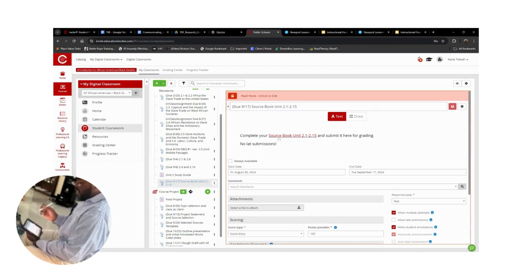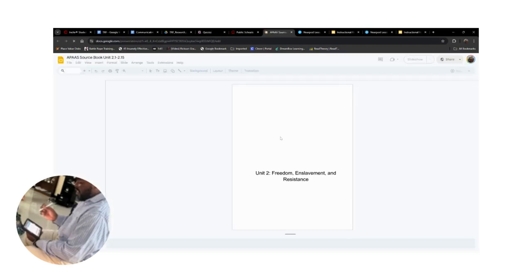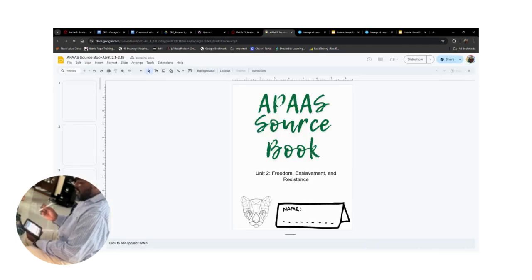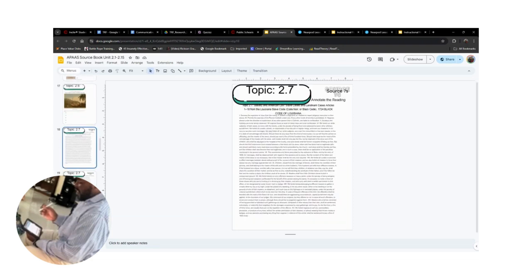Okay. Go to your source book for 2.1 to 2.15. We need to go to the sources for 2.7. If you understand that, say yes. Okay. Go to the sources for 2.7. So, it starts right here. Remember, this is the Louisiana Slave Code. I just gave you the background of what it is. Very similar to South Carolina, but adding more religion to it. Everybody got me on that?